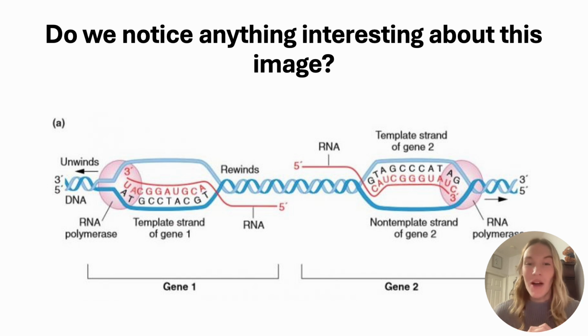Okay. Now, I want you to look at this image, maybe even pause and see if you notice anything interesting. I'll give you a second. Okay, so maybe you noticed with gene 1, it is this dark blue strand that is moving in the 3' to 5' direction that is being used as the template strand. But for gene 2, it is the light blue strand, which if we're reading from left to right, would actually be the 5' to 3' strand.